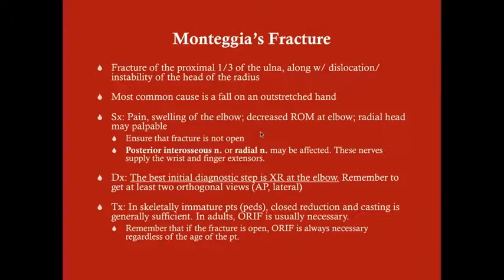The treatment here is going to depend on age. So in skeletally immature patients, which is generally less than 16 years of age, the rule of thumb I would use for the USMLE would be in a pediatric patient, you can use closed reduction and casting, and that's generally the treatment of choice. In adults, open reduction with internal fixation is usually necessary. So with fractures of the forearm, for the most part, the decision making as far as whether it's closed reduction or open reduction is going to be based on age.